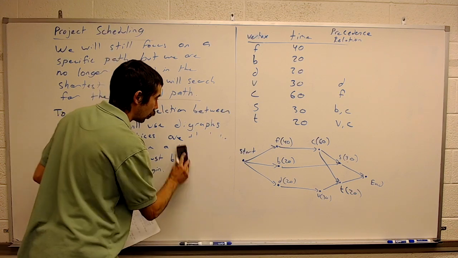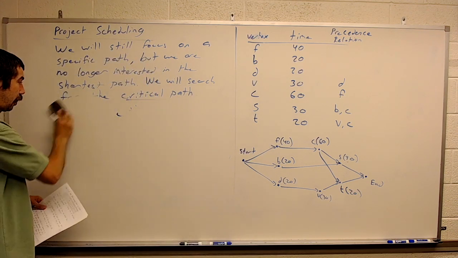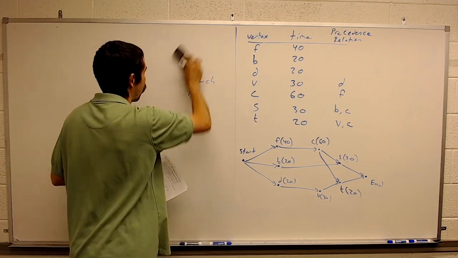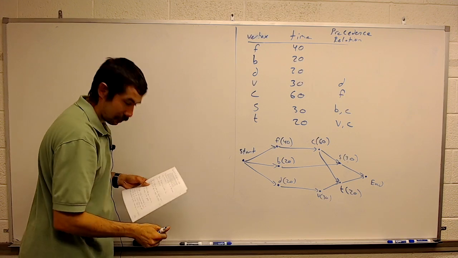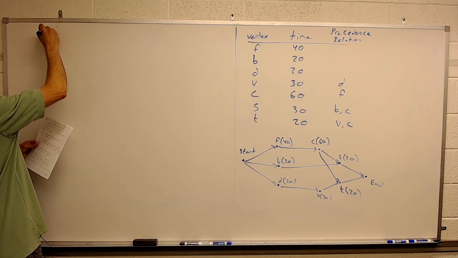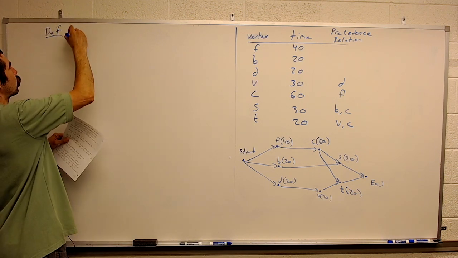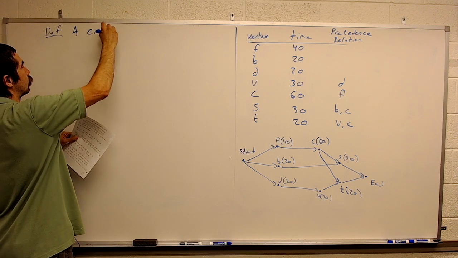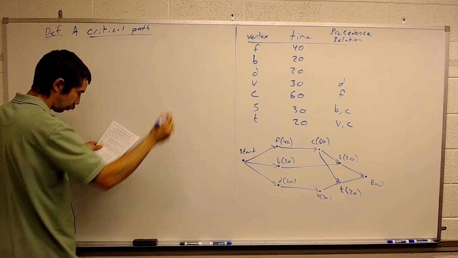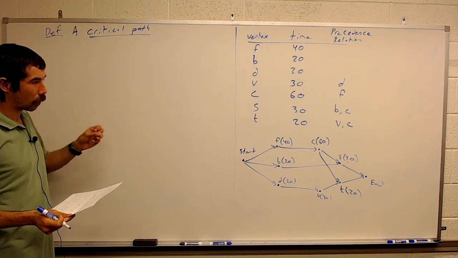And so what we're going to look for in the graph is something called the critical path. So let's define the critical path, and then we'll talk about how to find said path. Okay, a critical path is the path with highest total time.